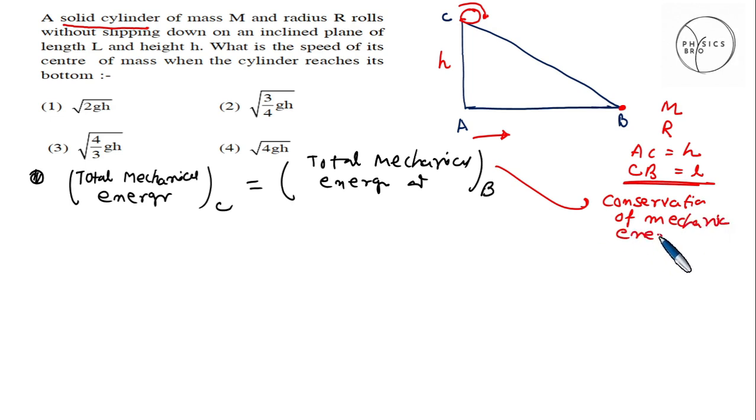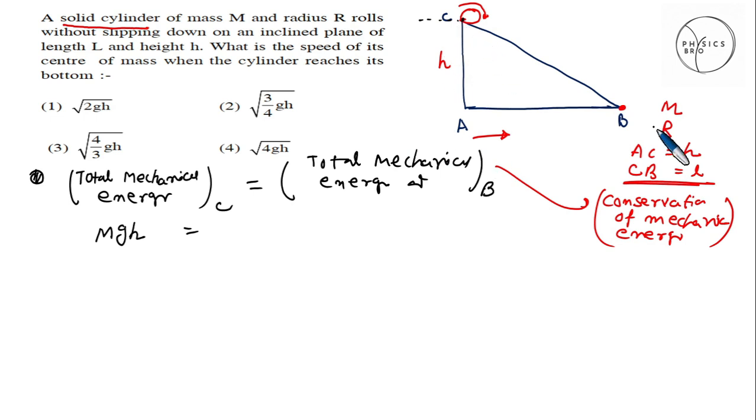If you have any confusion about the conservation of mechanical energy, ask me in the comments and I will reply. So, the total mechanical energy at point C: there is no velocity, so there will be only potential energy. If there is no motion, then there is only potential energy, which is mgh.